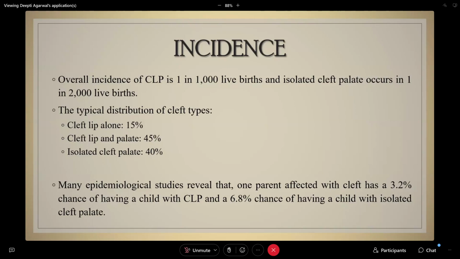And isolated cleft palate occurs less commonly, in 1 in 2000 live births. Cleft lip and palate together is the most common, occurring in 45% of the cases, whereas isolated cleft palate is fairly common, present in 40% of the cases. Cleft lip alone is less commonly found, present in 15% of the cases. Many epidemiological studies have revealed that if a parent is affected with cleft, they have a 3.2% chance of having a child with cleft lip or palate, while a 6.8% chance of having a child with isolated cleft palate.